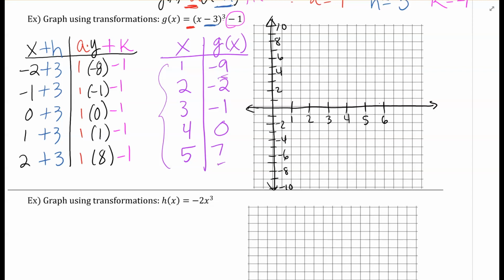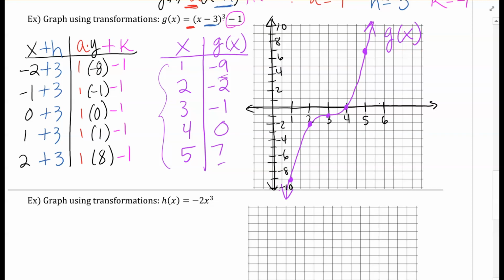Okay, so then you have to graph this 1, -9. So we're going to go right 1, down 9, and then 2, -2, right 2, down 2, and then 3, -1, 4, 0, and then 5 up to 7, and then you have to just draw the curve. And then don't forget to label. So this is going to be g of x, okay?